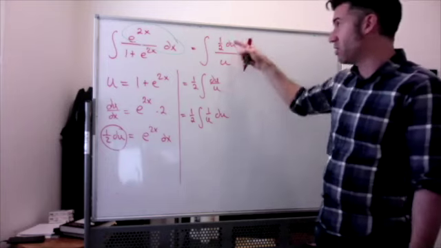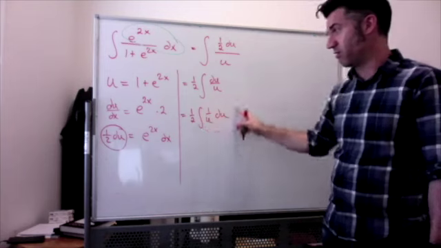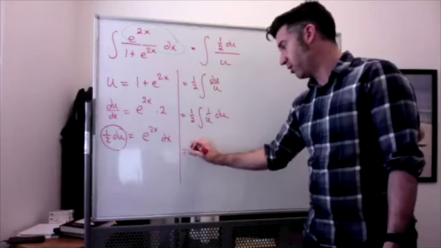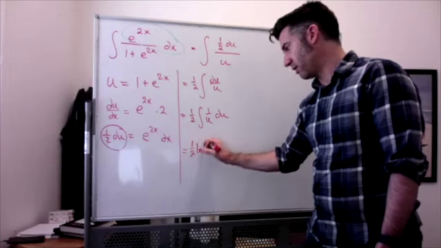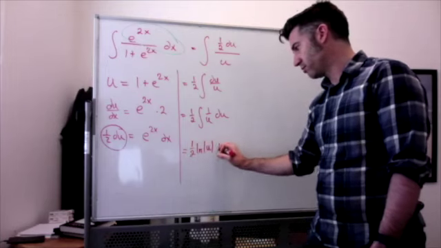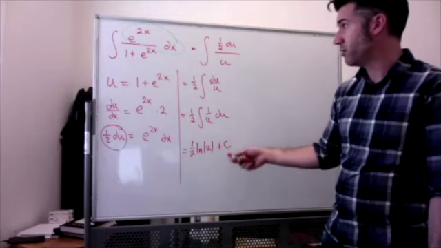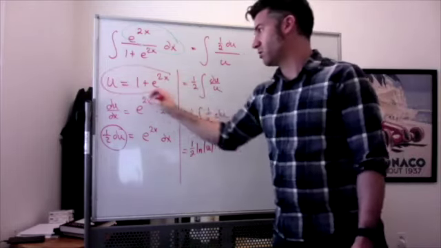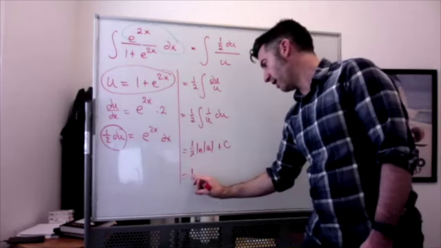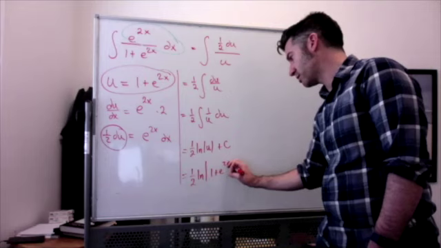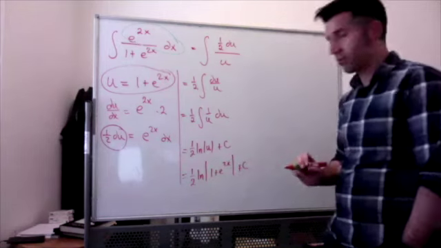So either way you write this, the antiderivative of this is the natural log of the absolute value of u. So I end up with 1/2 the natural log of the absolute value of u plus c. And then we replace the u with what u is equal to. So I get 1/2 the natural log of the absolute value of 1 plus e to the 2x plus c.